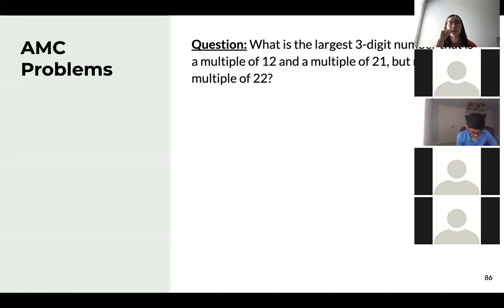First question, what is the largest 3-digit number that is a multiple of 12 and 21, but not a multiple of 22?